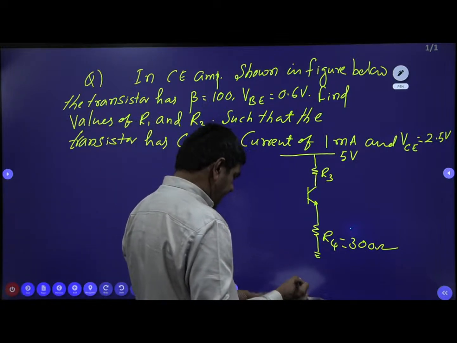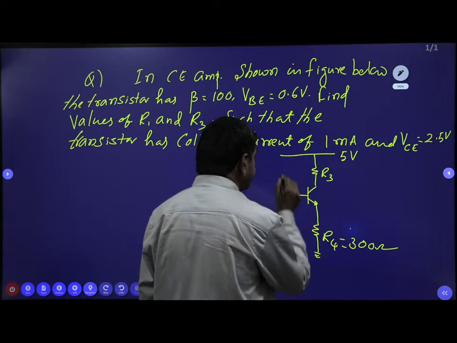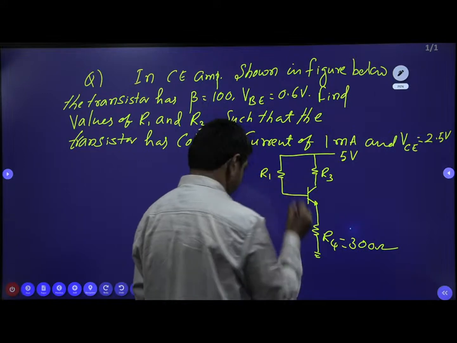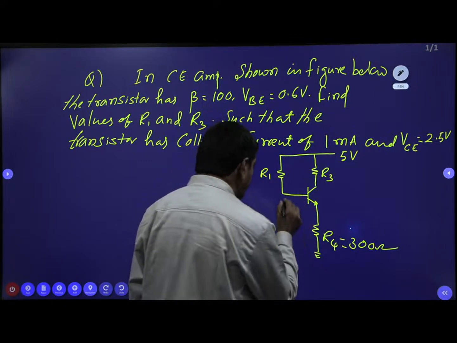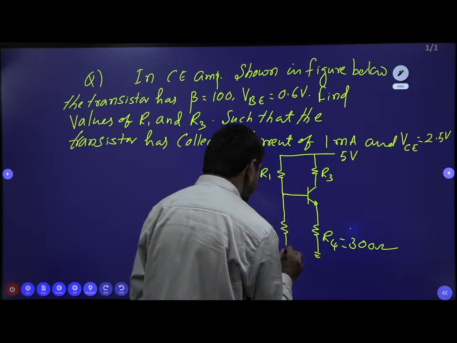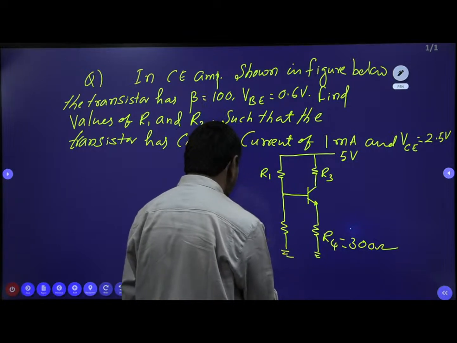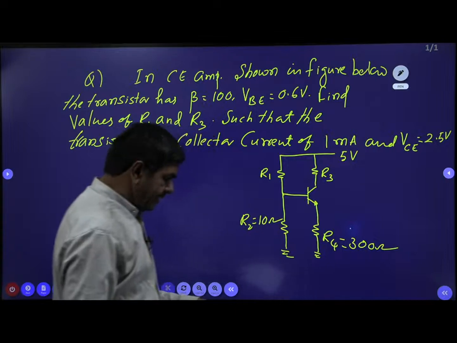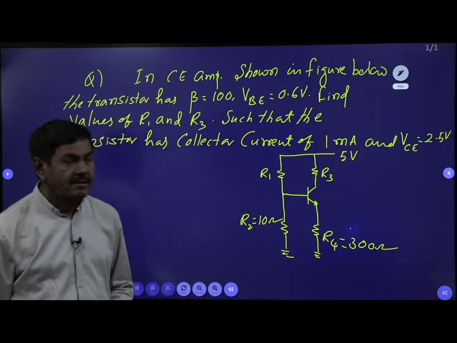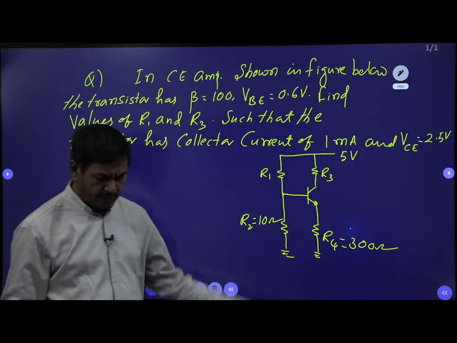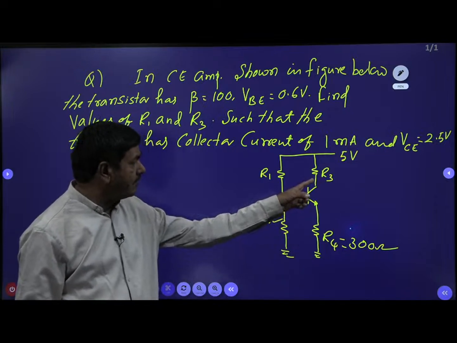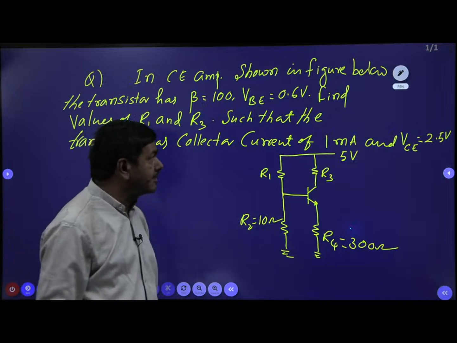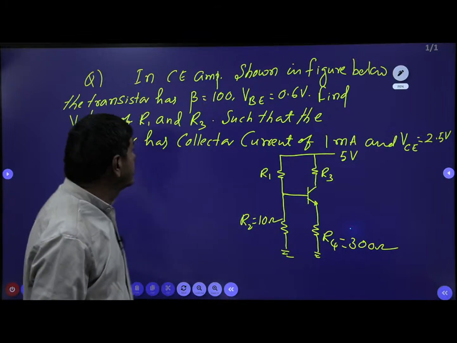And the resistance R1 is connected on this side. This is R1, and that value is not given. R2 equal to 10 ohms is connected here, and it is given. This is the given problem. What are the resistors given? R4 is 300, R3 is required, R1 is required, R2 equal to 10 ohms, and a 5 volt supply is given here. I will check the values once again.